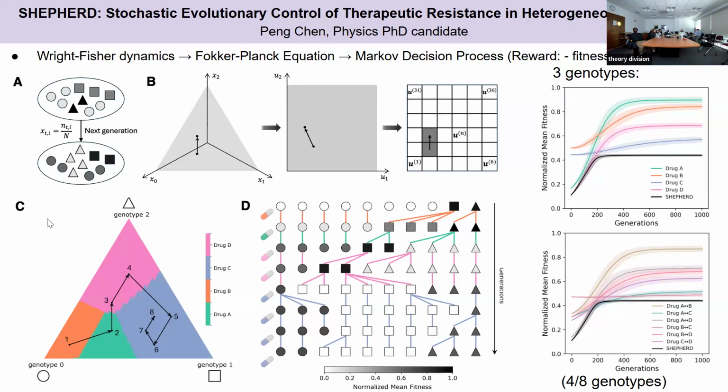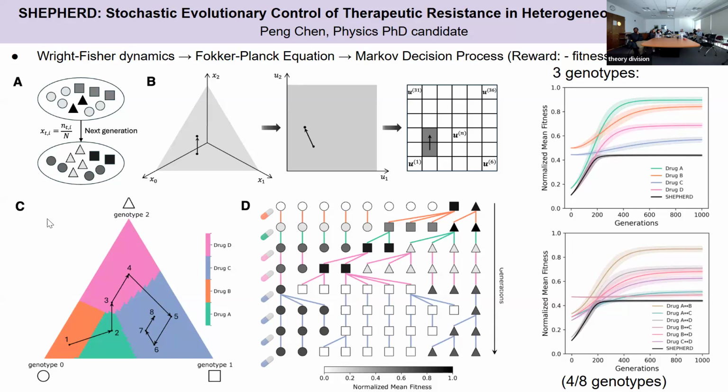So we first model the heterogeneous population using Wright-Fisher dynamics with multiple genotypes. And in each generation, the genotype frequency fluctuates due to mutation, drift, and the drug-dependent fitness. And we allow the drug to change each generation. For large populations, this dynamic can be approximated by the Fokker-Planck equation, which describes how the probability distribution of the genotype frequencies evolves over time.